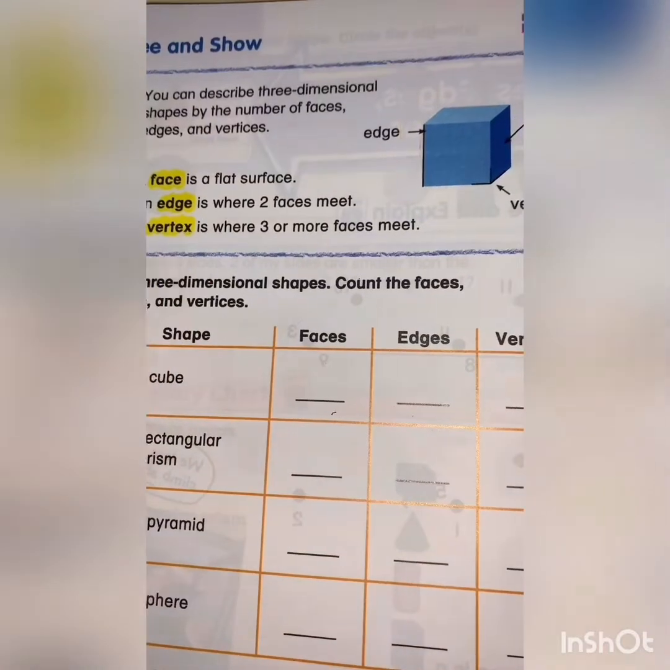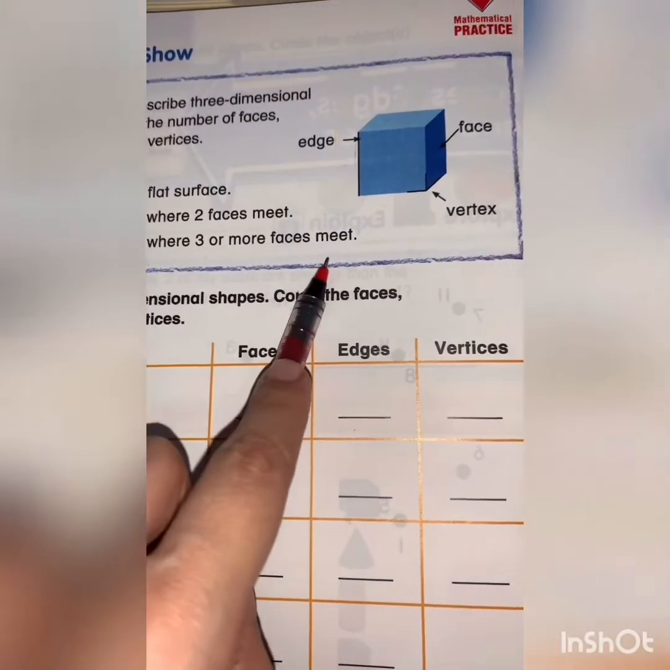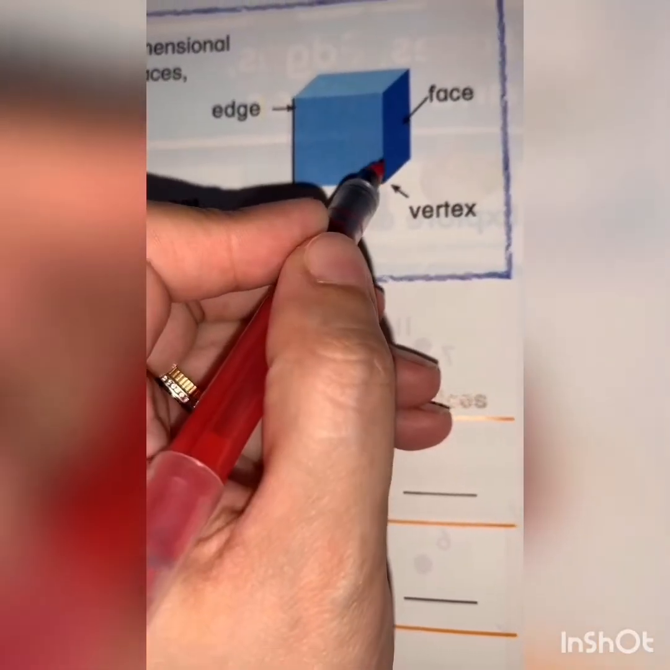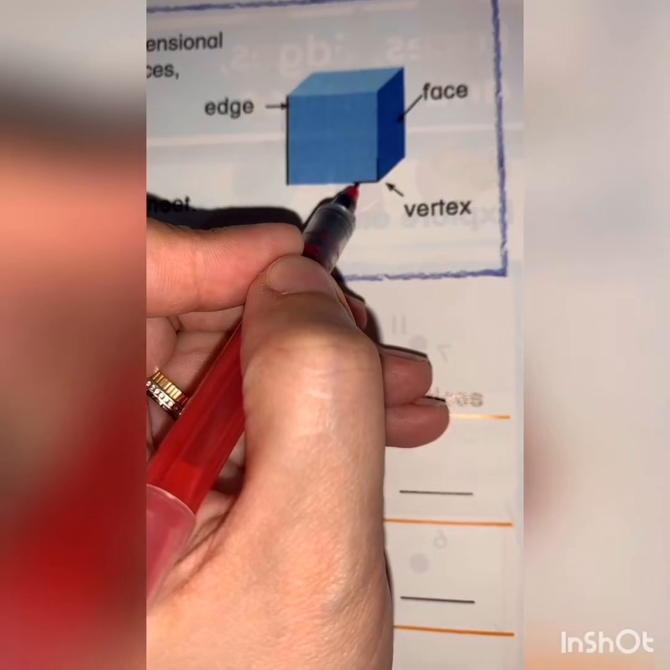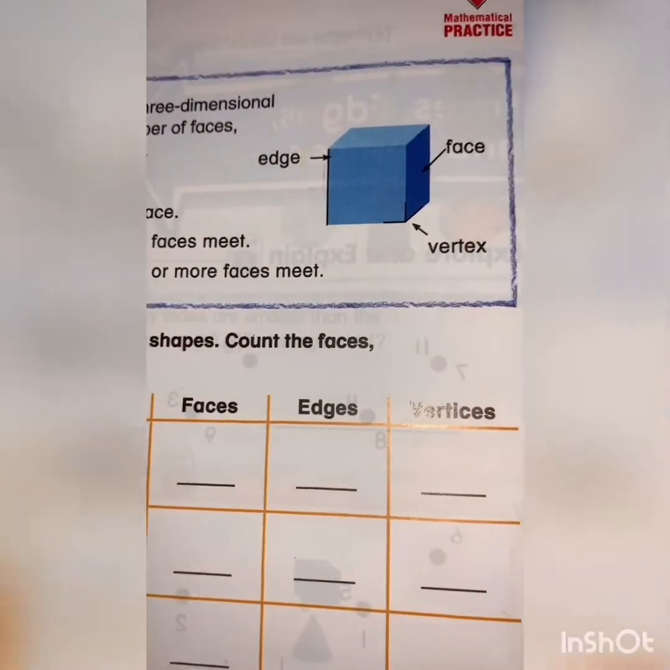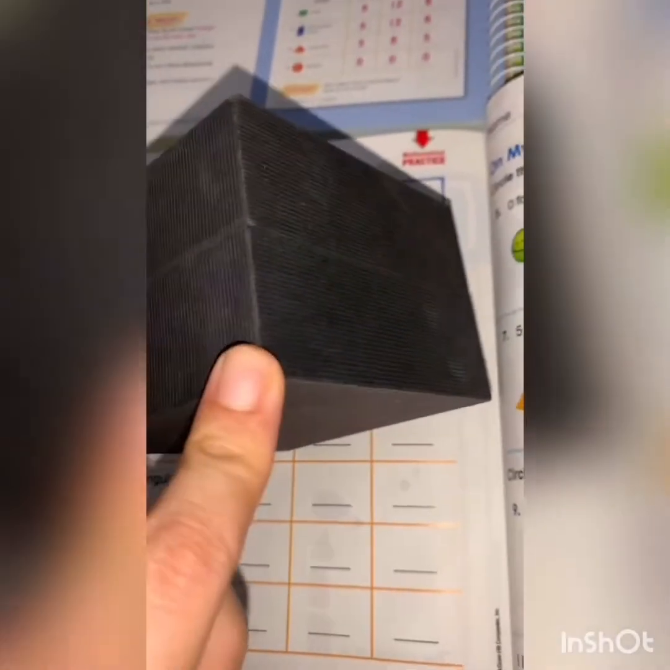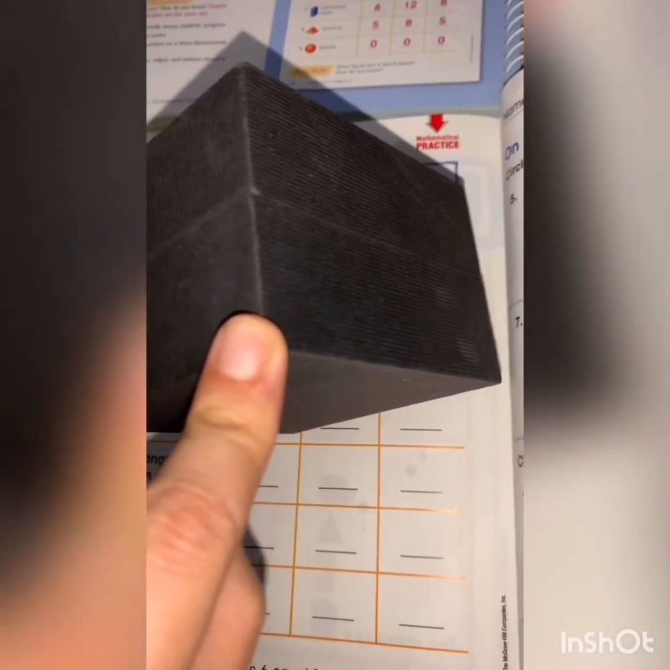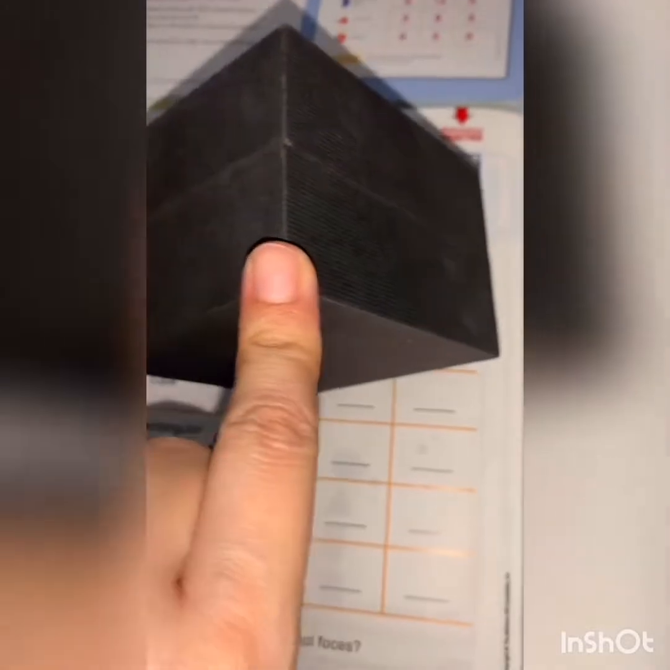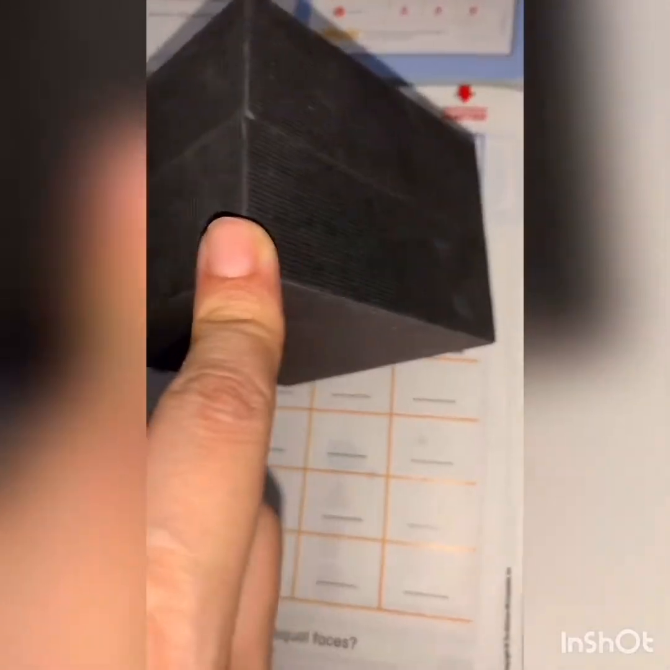A vertex is where three or more faces meet. Look here, look at here, this black line like this. Okay, vertex is where three or more faces meet, like here, like this. Look here, this part, this corner, I can call it vertex. Why? Because I have three faces meet. This is one, this is two, and this is three. So now I have three faces meet. So here, this point, I can call it vertex.